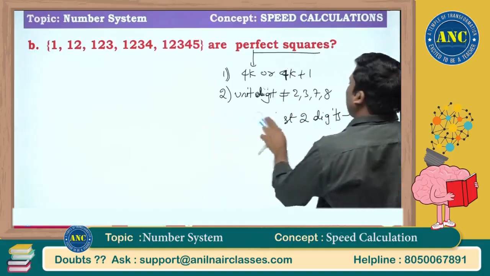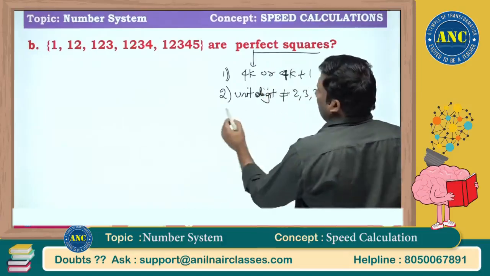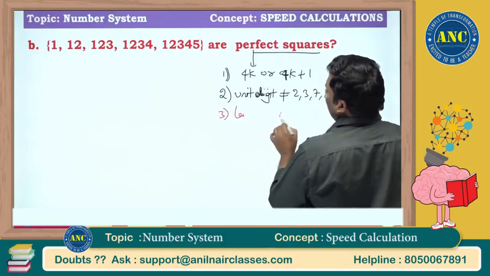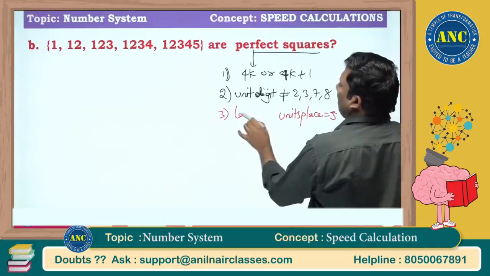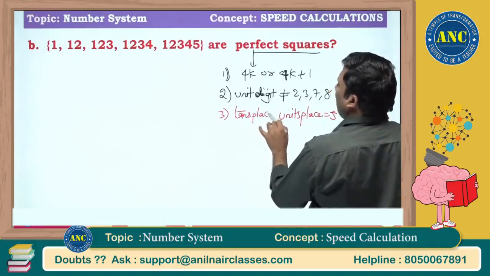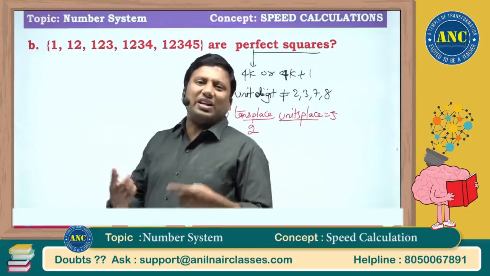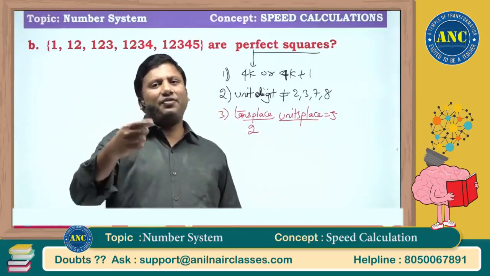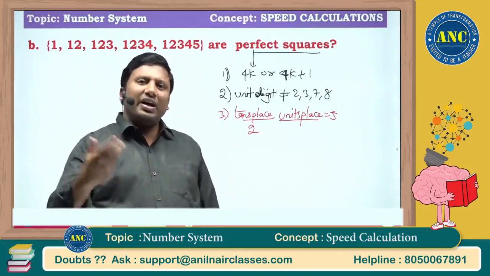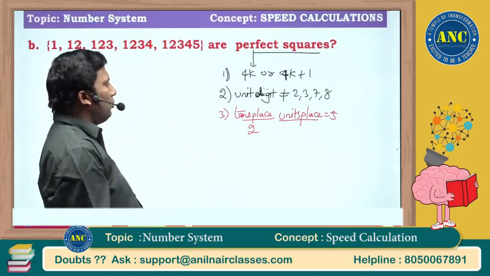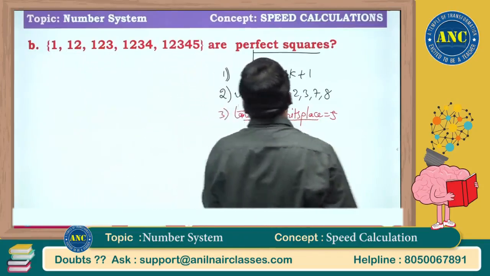A lot of sessions we did were based upon these logics, so I am not spending too much time. If the units place is 5, the tens place will be 2. Why? Because 35 square is 35 into 35, odd 5 into odd 5, 25. If it is 65 square, even 5 into even 5, 25. If it is a perfect square and the units place is 5, the tens place is always 2.